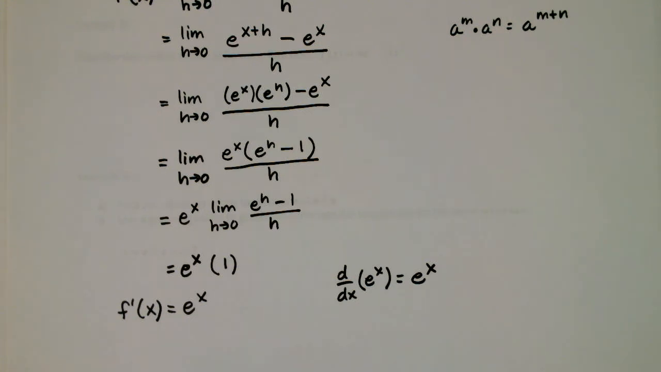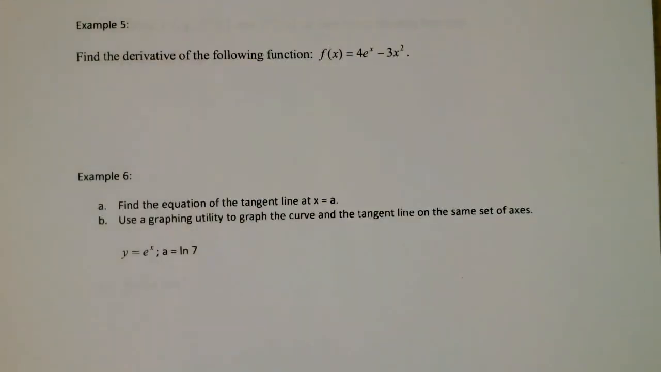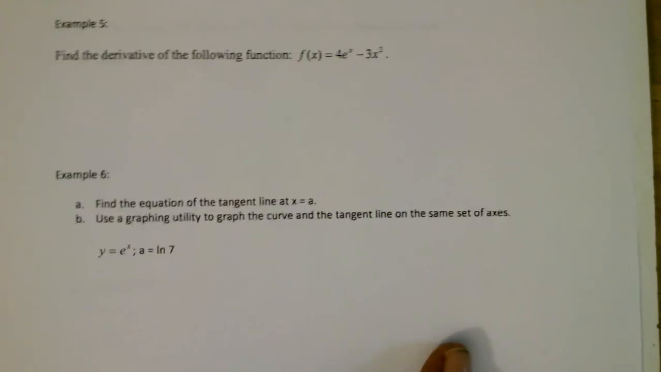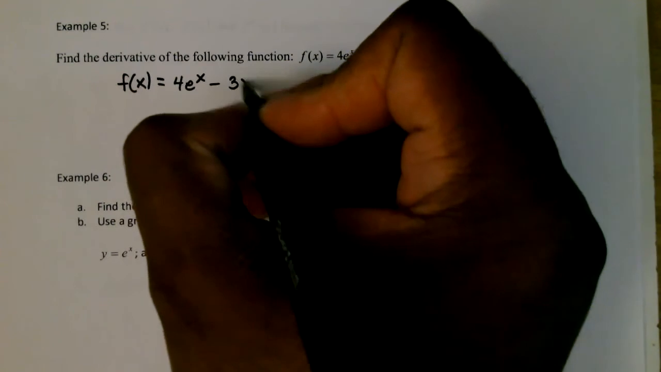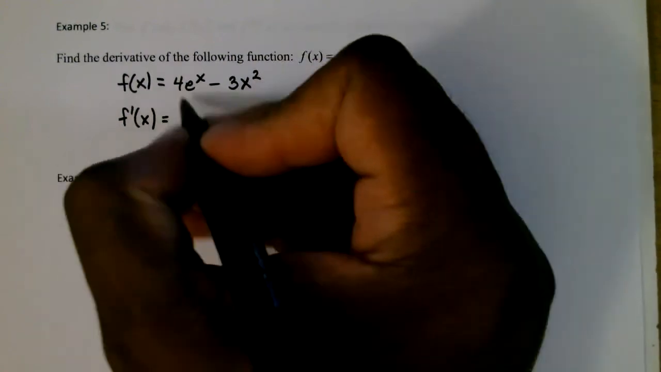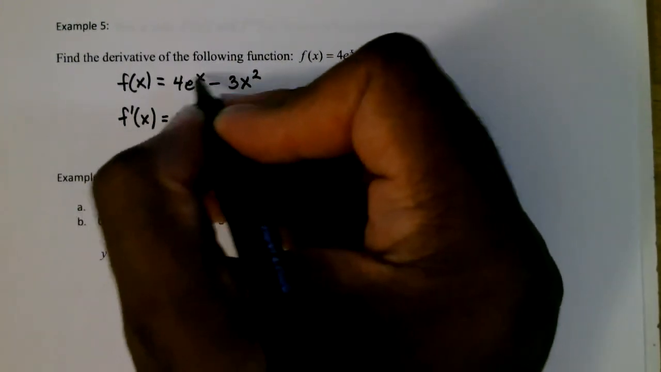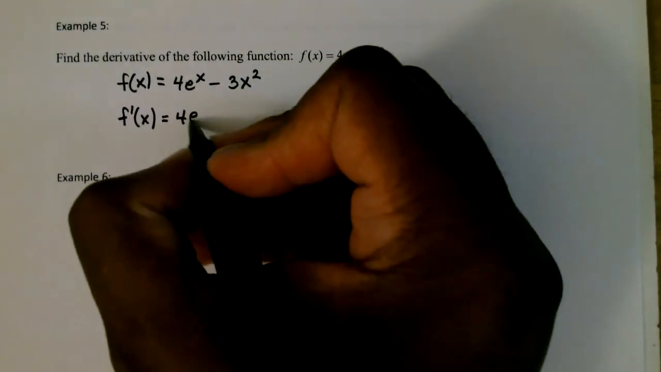Okay. Now let's look at example 5 on the next page. It says here to find the derivative of the following function, which is f of x equals 4 e to the x minus 3x squared. So here's the function, f of x is equal to 4 e to the x minus 3x squared. And I want to find out what f prime of x is. Well, I bring down the 4. The derivative of e to the x is e to the x.